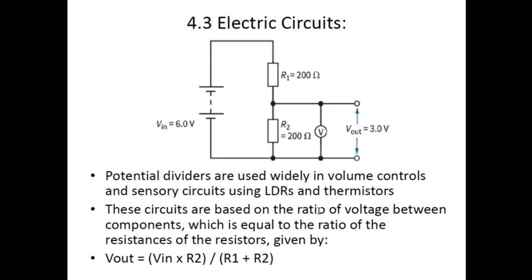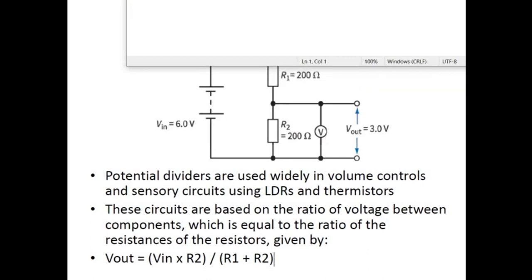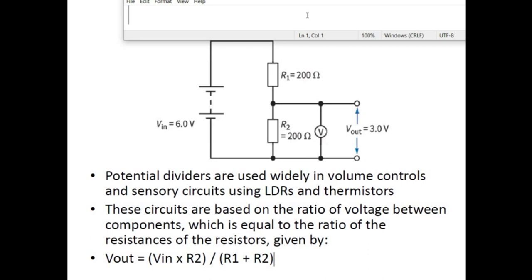These circuits are based on the ratio of voltage between the two components, and you can calculate the formula that connects Vin and Vout together, which is a very important one from the paper point of view, by the way, so learn it by heart. Vout equals Vin multiplied by R2, meaning whatever is the value of R2 in ohms, divided by R1 plus R2, meaning the value in ohms for these two. If I apply this formula on this circuit, I would get something like this.